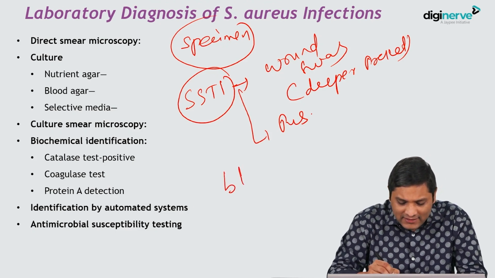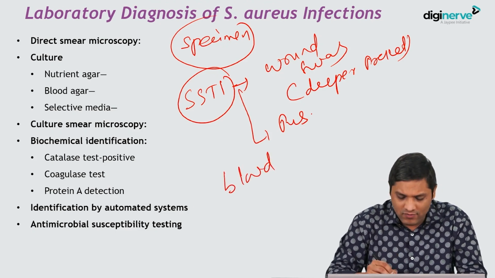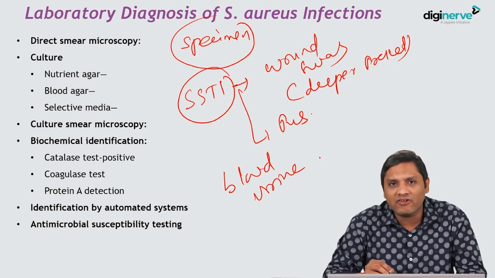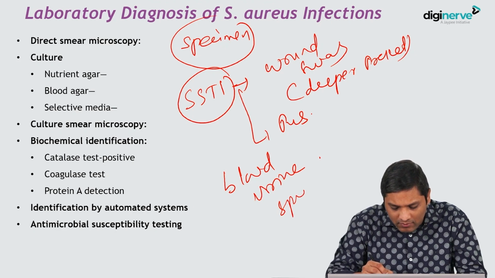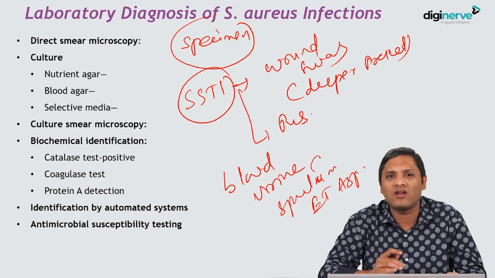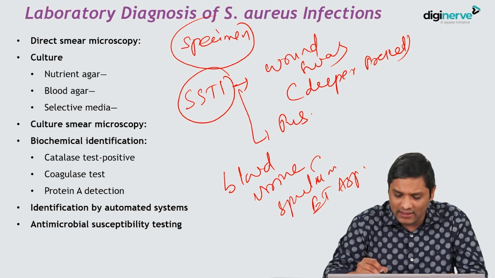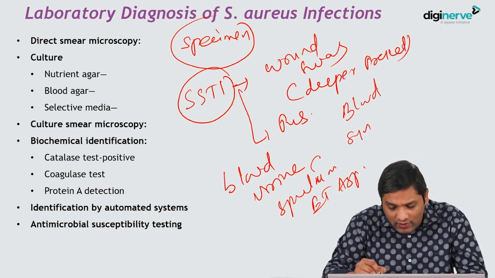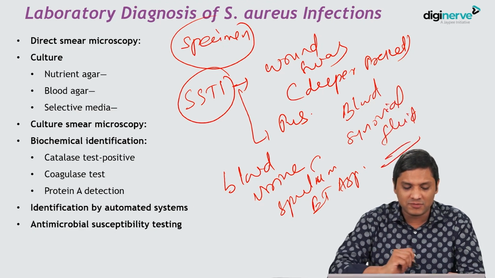If you have bacteremia, you can take blood. If you have a UTI, then you can take urine. For respiratory tract infection, you can take sputum or endotracheal aspirate and other respiratory specimens. So it all depends upon the site of infection. If you have osteomyelitis, again you can take blood. For septic arthritis, synovial fluid can be taken. So these are the various specimens.